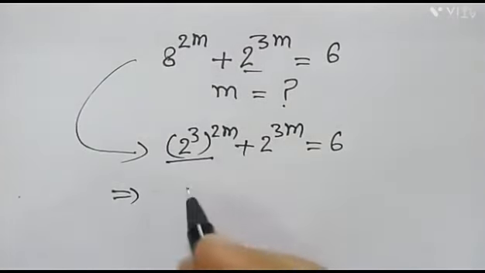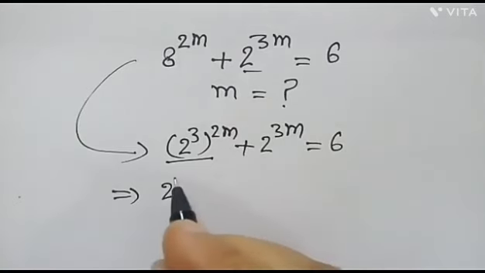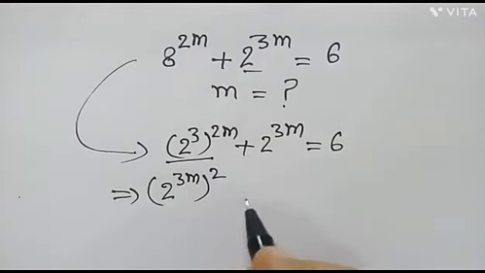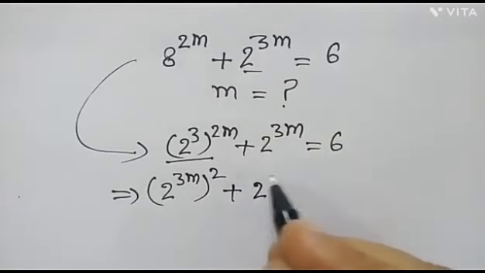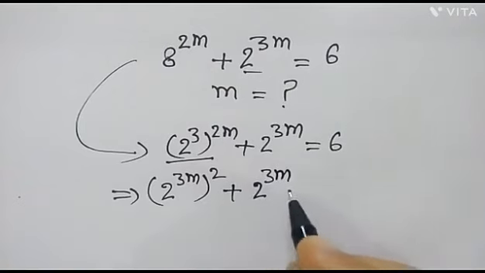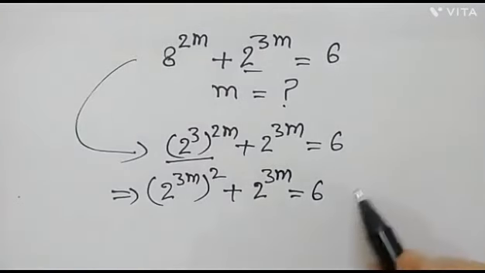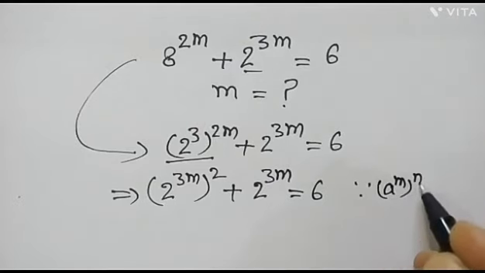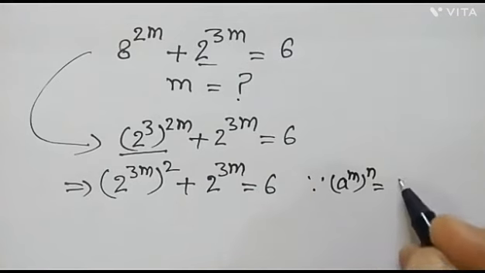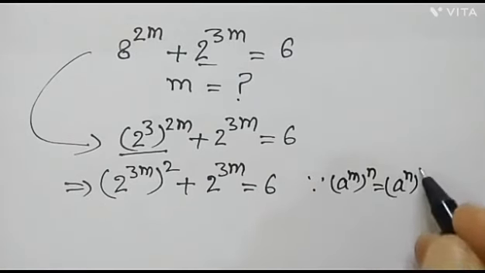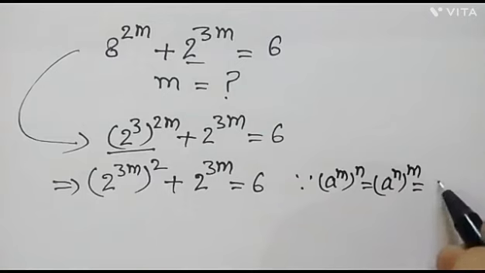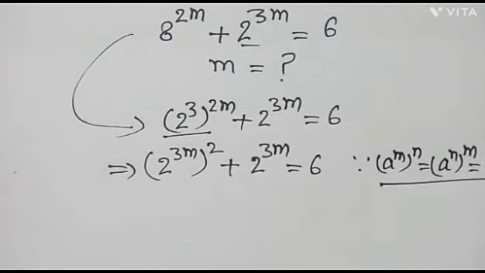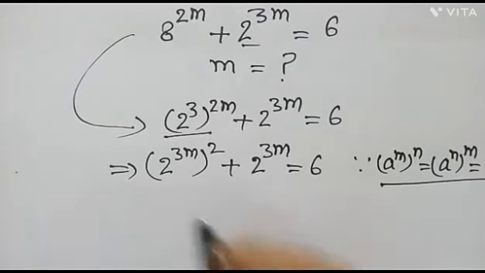Now this can be written as (2 to the power 3m) square plus 2 to the power 3m is equal to 6, right? Because (a to the power m) to the power n is equal to a to the power mn, right? So this change took place.